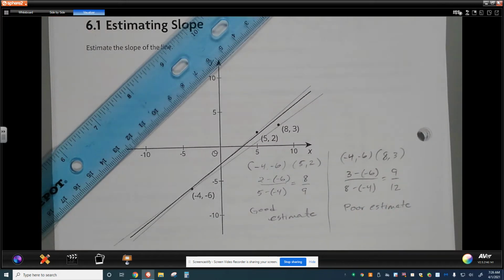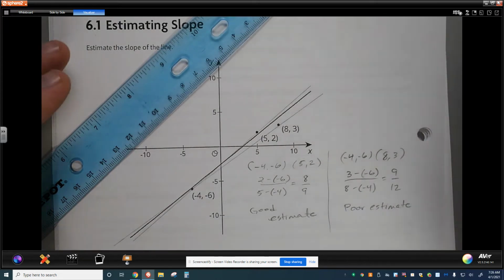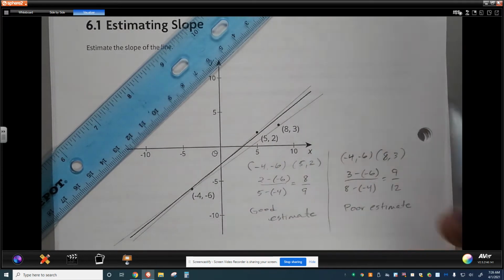So those are some things to think about as we look at these pieces, and good information to pay attention to when we're talking about the slope, using a couple of points that are really close to the trend line or to that fitted line.